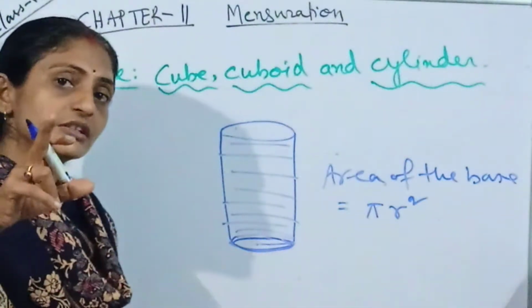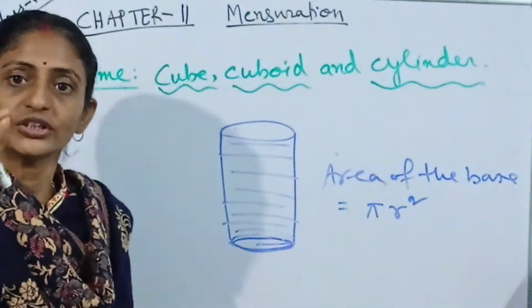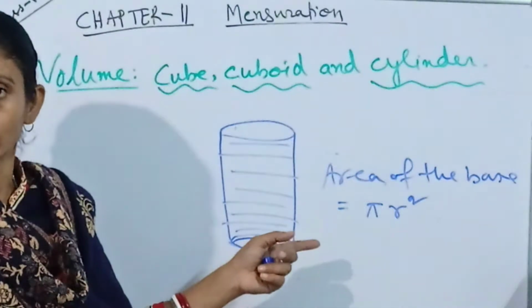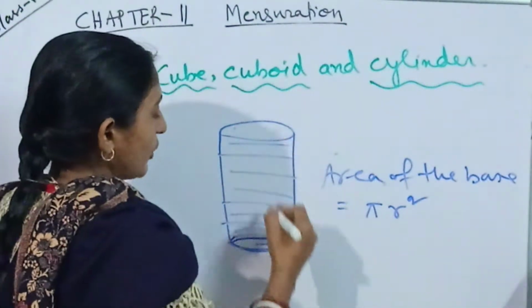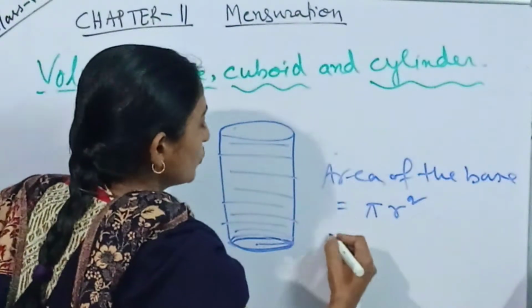So if each CD has a thickness of 1 unit, that means the total height you are getting for 10 CDs is 10 units. Okay, so here let it be, I have put here h for the height of the CDs. So what will be the height?